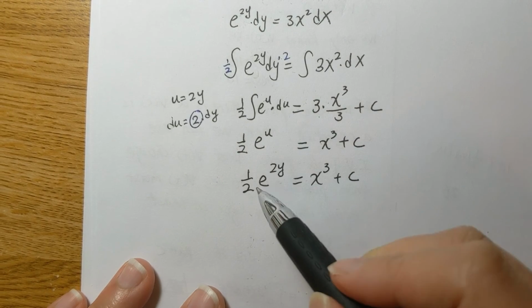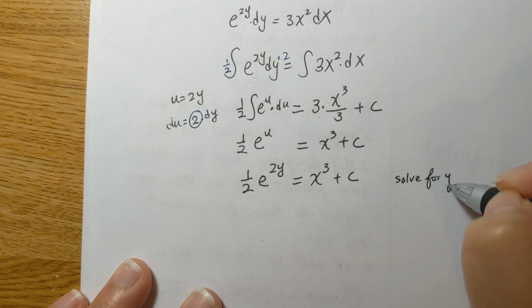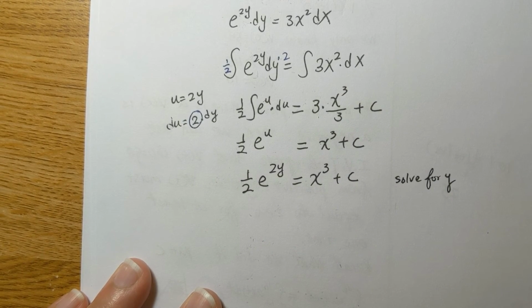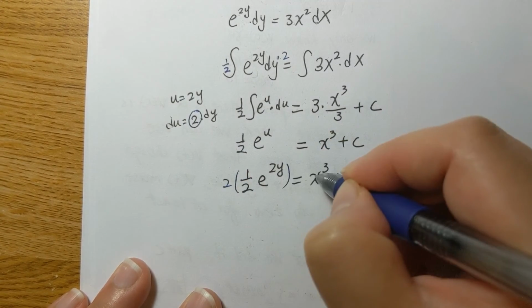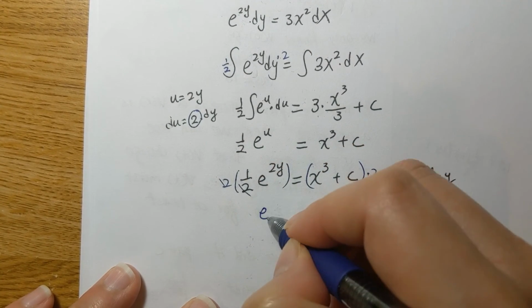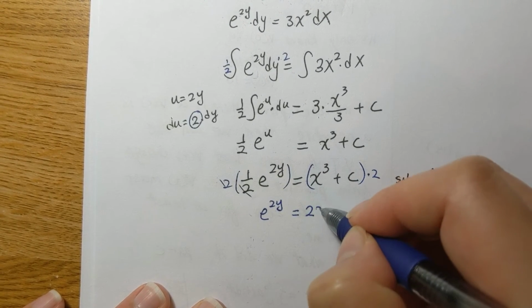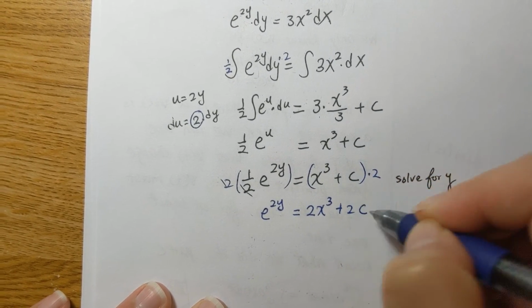So now we have 1/2 over here. We need to solve for y. So I need to eliminate the half. So I should multiply both sides by 2. So this cancels. I get e to the 2y equals, this multiplied, I get 2x cubed plus 2c.